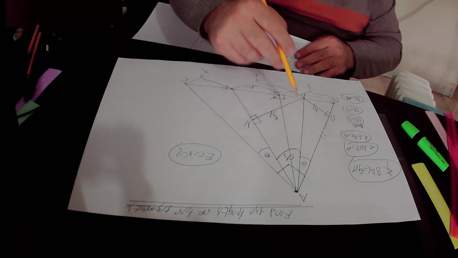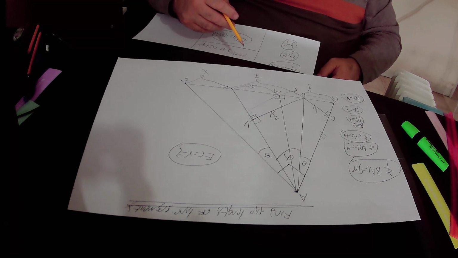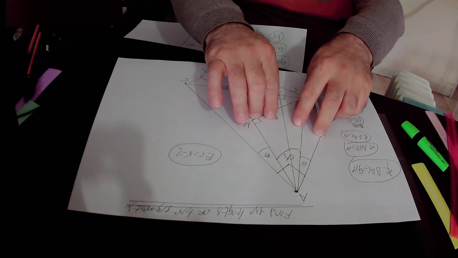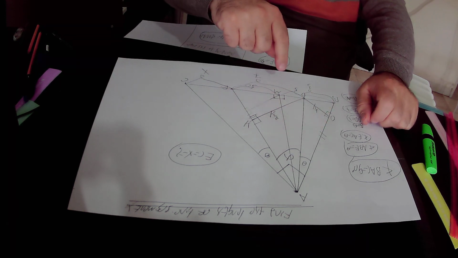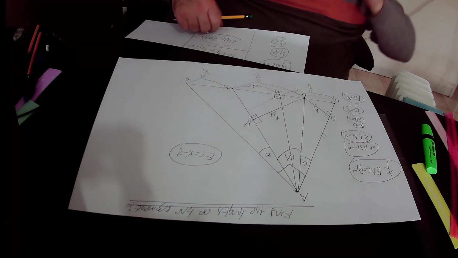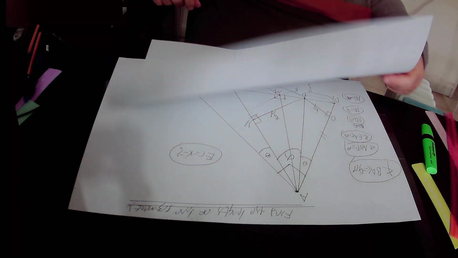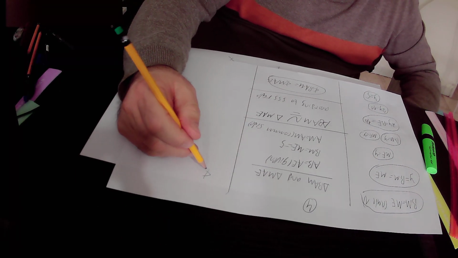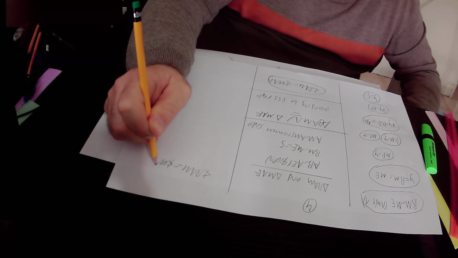Angle BAM equals angle MAE according to the rule that corresponding angles in congruent triangles are equal to each other. Those two triangles are congruent to each other, therefore the corresponding angles, that is to say angle BAM and angle MAE, will be equal to each other. And so we can write down, we know that angle BAM equals angle MAE.